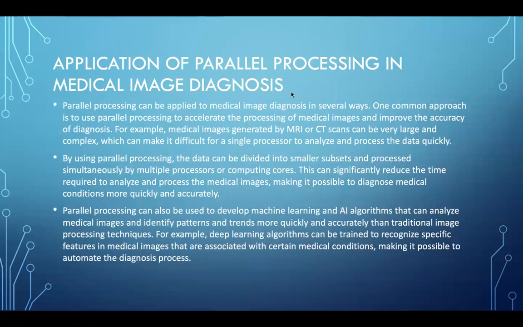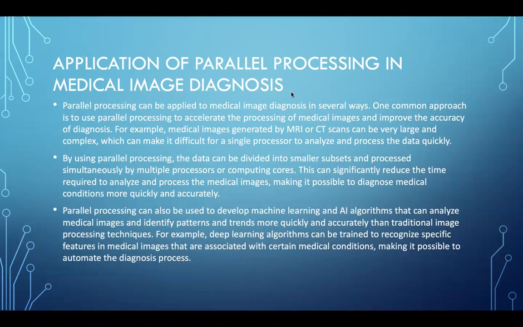Application of parallel processing in medical image diagnosis. Parallel processing can be applied to medical image diagnosis in several ways. One common approach is to use parallel processing to accelerate the processing of medical images and improve the accuracy of diagnosis. For example, medical images generated by MRI or CT scans can be very large and complex, which can make it difficult for a single processor to analyze and process data quickly.